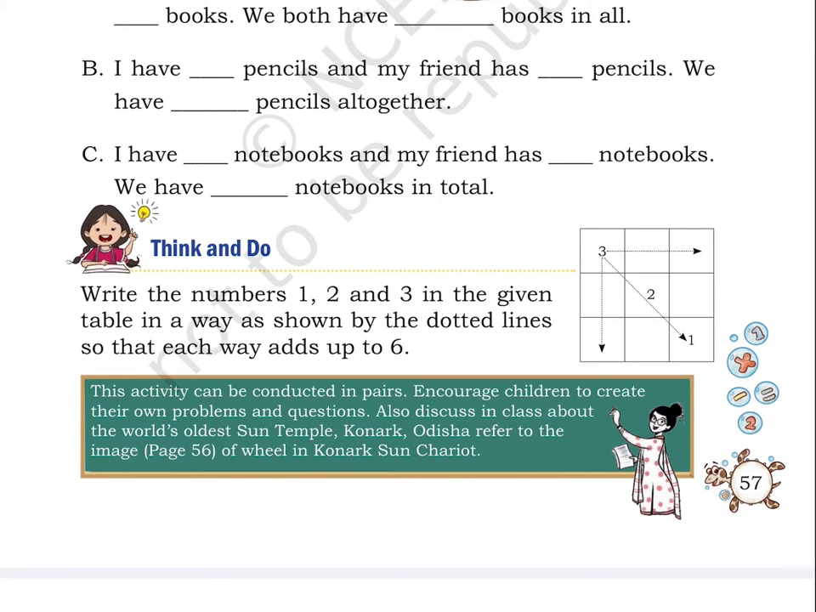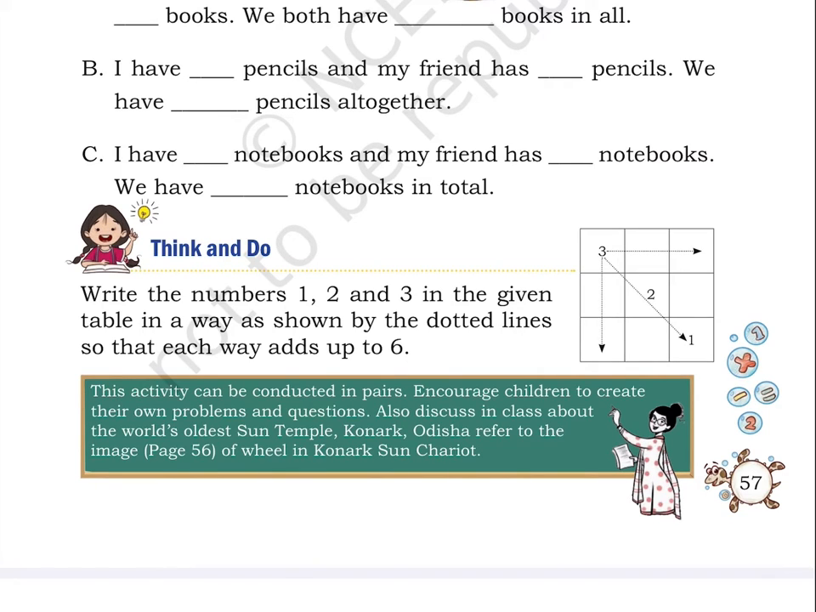This activity can be conducted in pairs. Encourage children to create their own problems and questions. Also, discuss in class about the world's oldest sun temple, Konark, Odisha. Refer to the image on page number 56 of Wheel in Konark Sun Chariot.